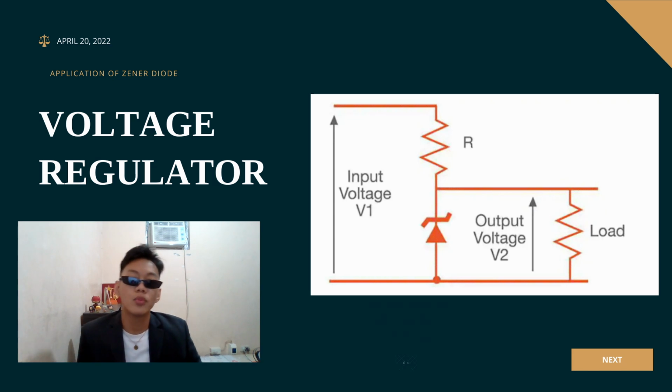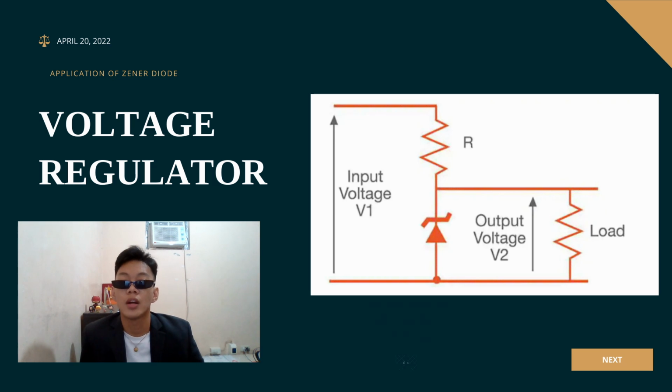So ang papakita po natin ngayon is ang circuit for the voltage regulator. We have here the resistor in series with the Zener diode in reverse bias and in parallel with the load resistor. So the resistor in series with the Zener diode, ang main function niya po is to limit the current flowing through the diode. And the load resistor naman po is in parallel with the diode.